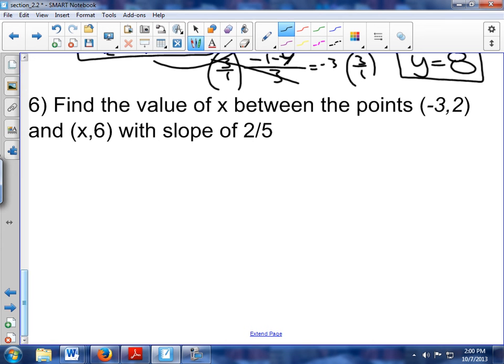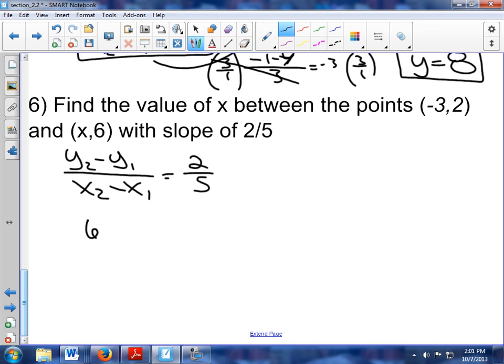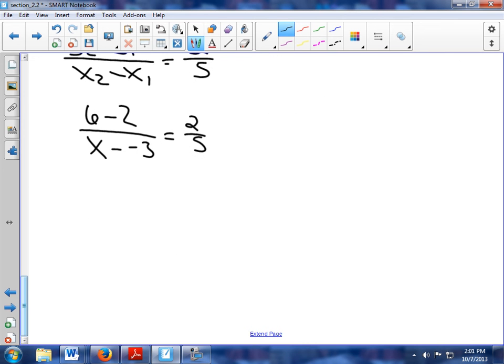So I'll do the second one again. We just start off with the formula. This one's a little bit more difficult. We know if we do this formula, we're going to get a slope of 2/5. Now we're going to plug in all our values. y2 is 6. y1 over there is 2. x2 is x minus a minus 3 equals 2/5.